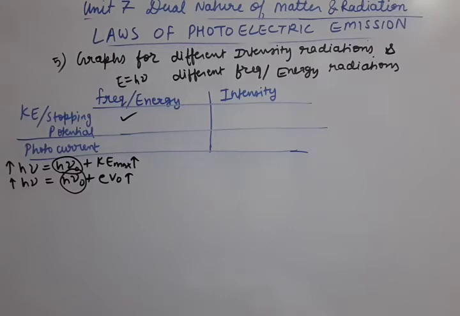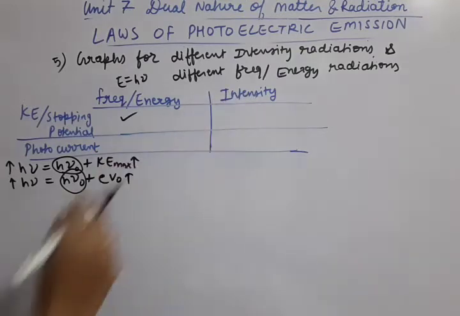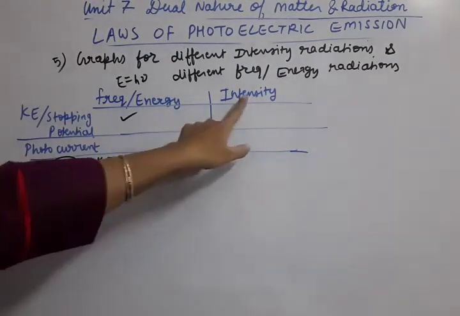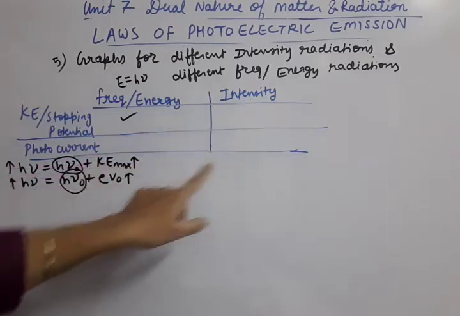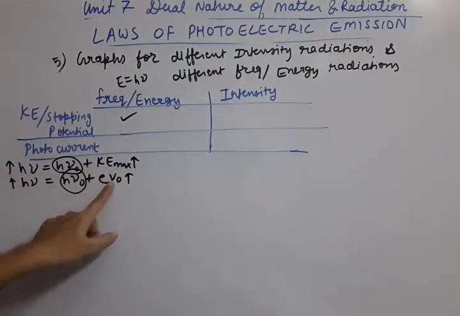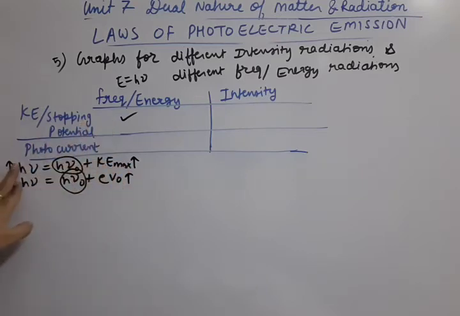After that, intensity of incident light. Intensity means the number of photons falling per unit area per unit time. Now, will the kinetic energy or stopping potential depend upon the number of photons? No. It only depends upon each photon's energy. So kinetic energy has nothing to do with the intensity of the light. It does not depend.